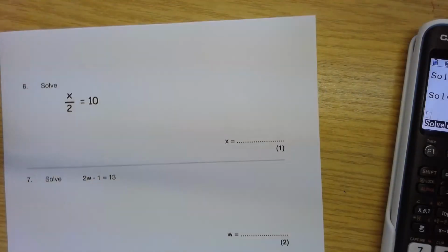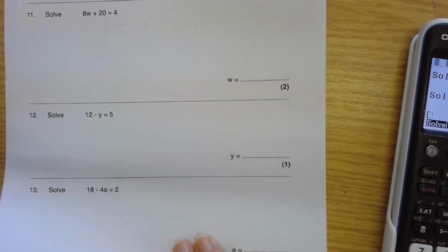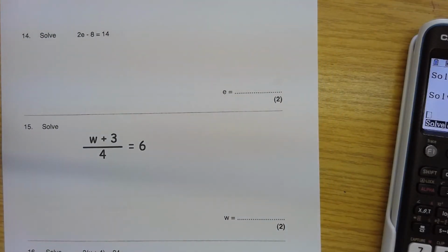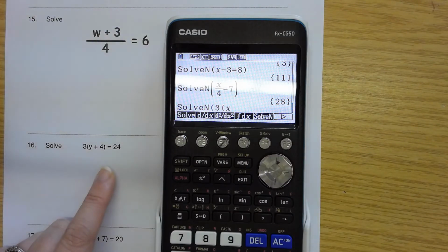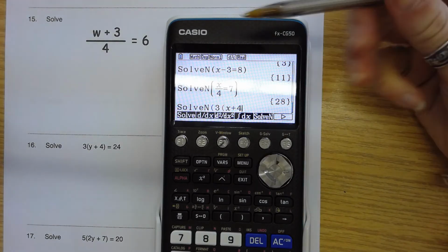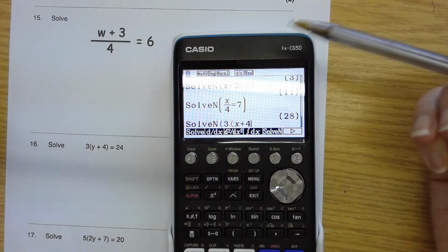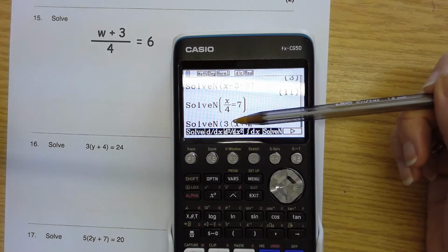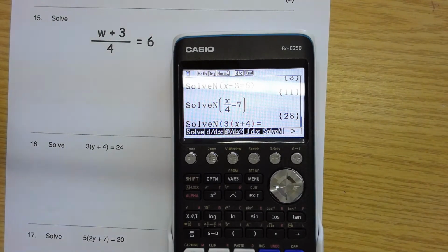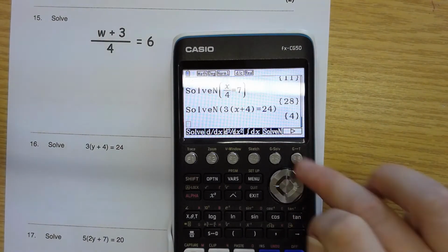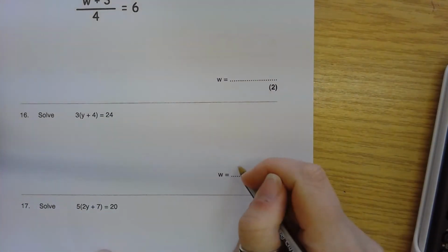Now looking through the questions on here, they are all very similar to that, so it's a really good way of practicing lots of different things. So here, even if it's with brackets, I go solveN, and I've got 3 bracket x plus 4. Now this is the first time we brought in an additional set of brackets. It might be difficult to see here on the video, but the first set are blue, the second set are red. So when I close that one, there's my pair of red brackets, and then it's equals 24. Close that and exit, and I get the solution is 4. The next question is very much similar to that.